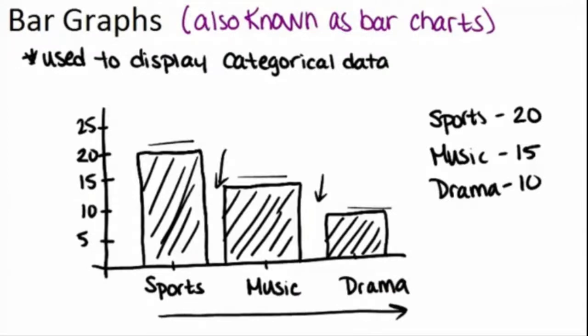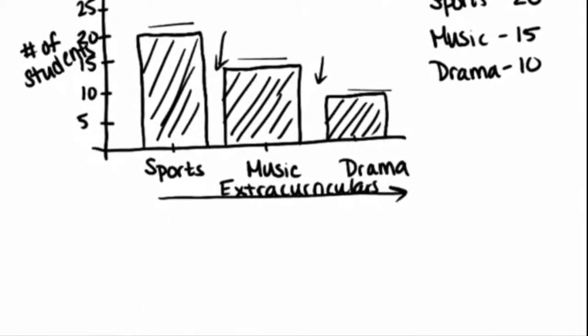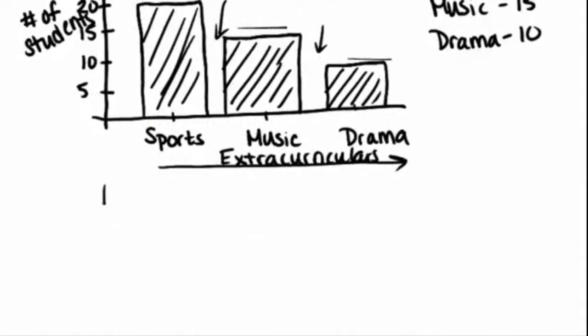The last thing that you should do is label your axes with what they represent. So we would say our x-axis is our extracurriculars, and our y-axis is the number of students. Now you could have made this bar graph completely flipped. It would really be up to you if you wanted to do that. It would just mean that you're switching where your frequencies, the number of students, were, and where the extracurriculars were.